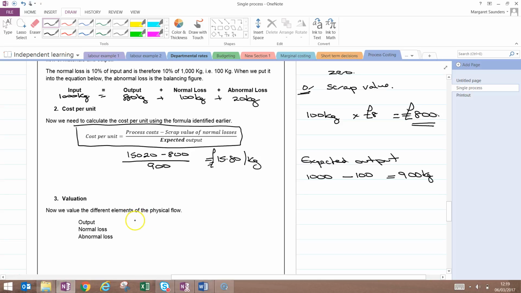So we'll work out our valuations. What we're valuing is our output, which is 880 kilos, valuing it at £15.80 a kilo, comes to 13,904. Our normal loss we have already valued. We valued it at £8. And our abnormal loss we value at £15.80.